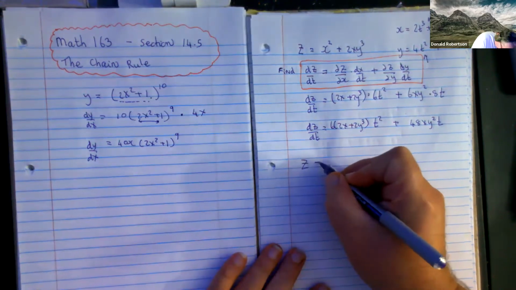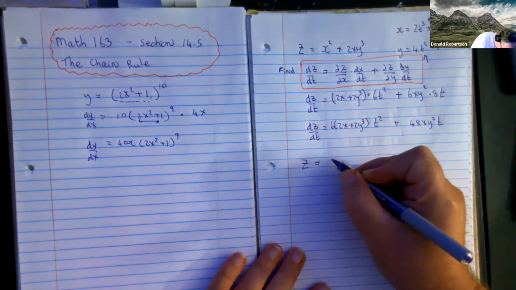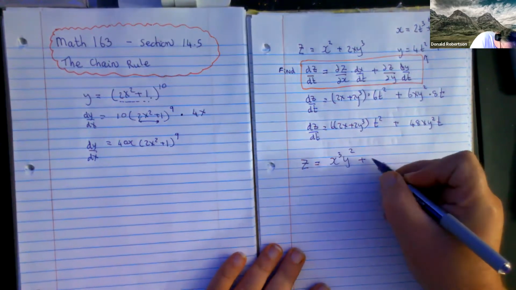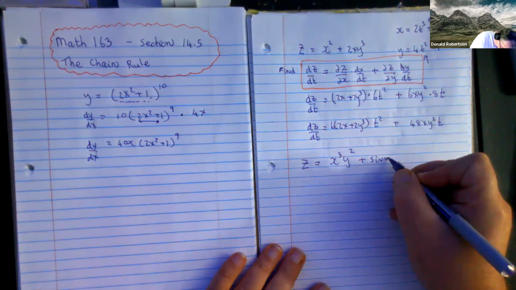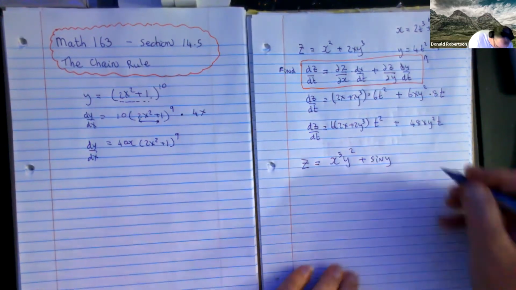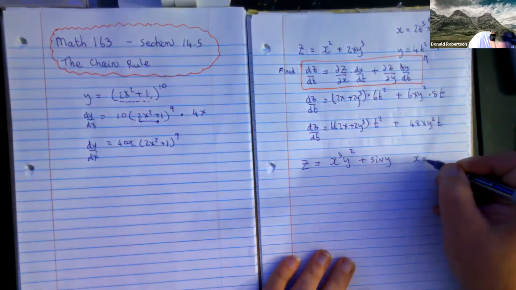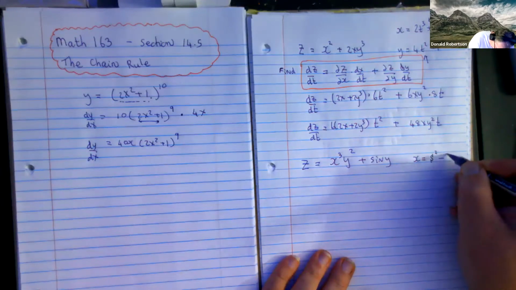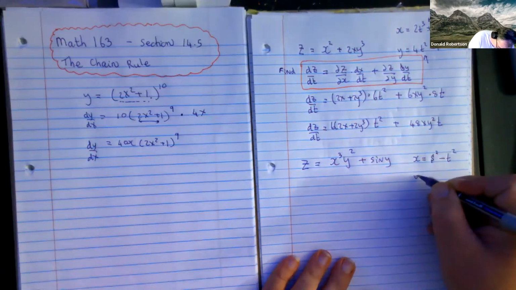Suppose we have a function z equal to x cubed y squared plus the sine of y. And this time, x is in terms of two variables, s and t. And so is y.